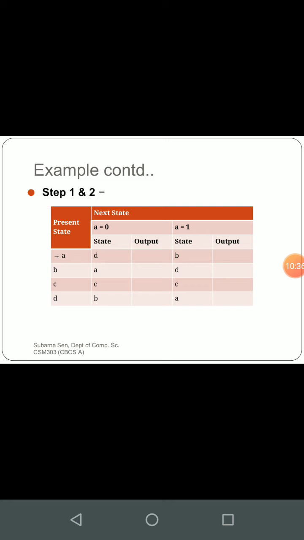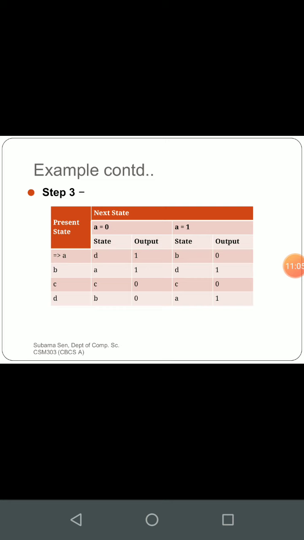Now, how to write this output? If you consult the previous table, what a is generating, a is always generating output 1. So let us focus on where the next state is a. If you find out for present state b, for value a equals to 0, our next state is a. So in the output column, we will write 1, right?